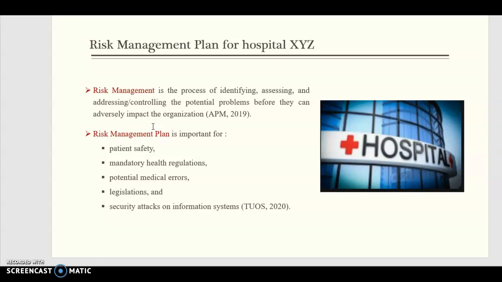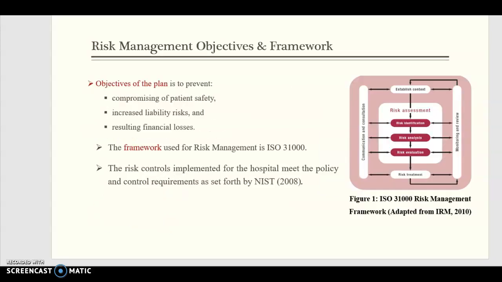It is particularly important to identify risks for a hospital with interconnected complex processes, and it's important for patient safety, for maintaining mandatory health regulations, to prevent potential medical errors, legislations, and security attacks on information systems. So, the objectives of the risk management plan are to prevent compromising of patient safety, which is most important, increased liability risks, and to prevent resulting financial losses due to any of these.